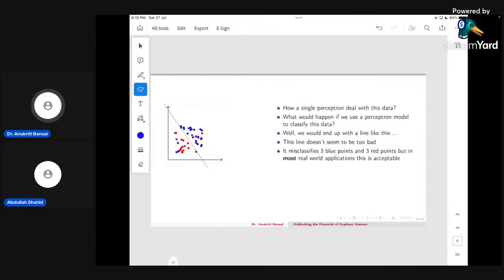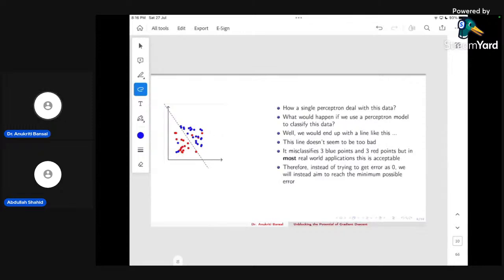Now, what do we understand by this almost decent separation? If I see, there are three red points on my right hand side, and there are three blue points on the left hand side. So this boundary, though it is a good approximation and it's able to classify these two categories, has a little bit of misclassification, I can say.